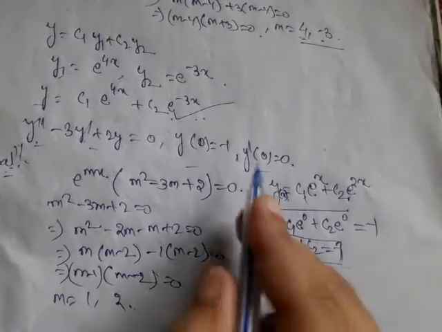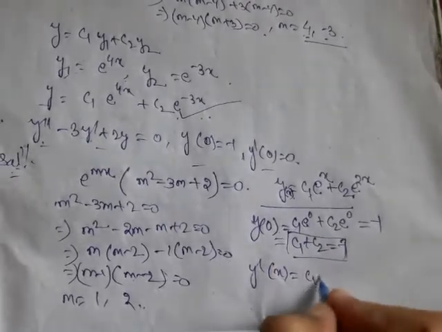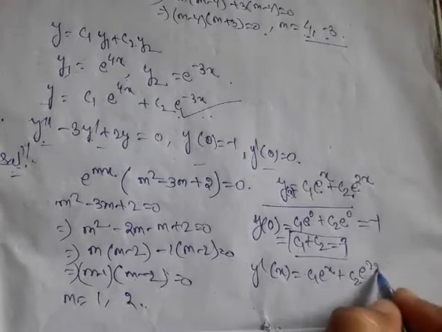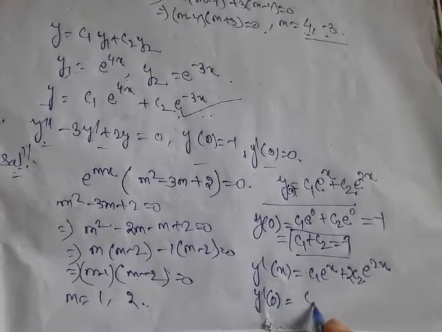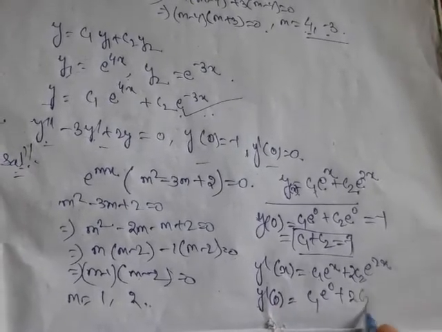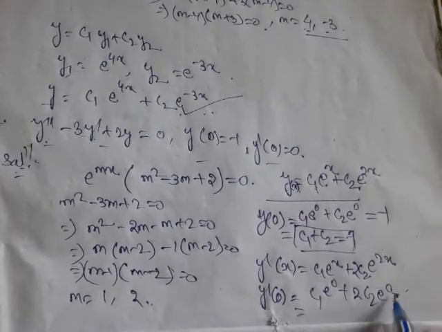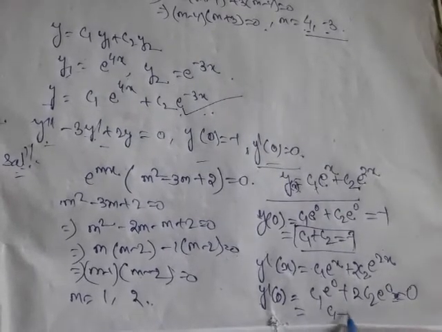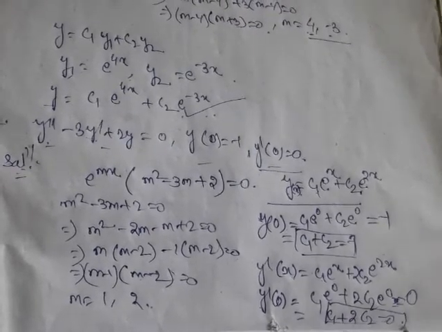Then next, y dash of 0. So first we find y dash of x. This is c1 e to the power x plus c2 e to the power 2x, whose derivative is e to the power 2x into 2. So y dash 0 means we put 0 in place of x: c1 e to the power 0 plus 2 c2 e to the power 0. This equals, here given, 0. So this is your c1 plus 2 c2 equals 0. Okay, so this is the second equation.